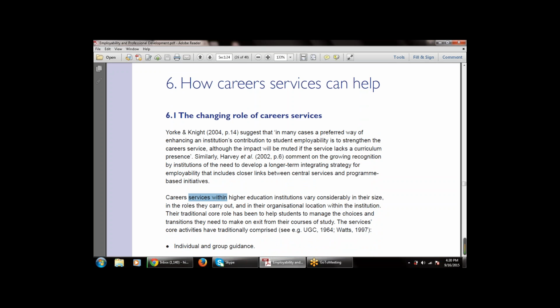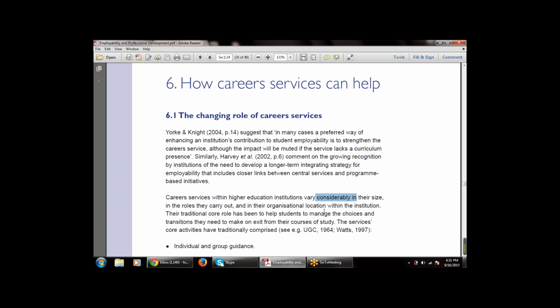Then the career services within higher education institutions vary considerably in their size, in the role they carry out, and in their organizational location within the institution. So they can carry out choices and transitions, such as how to change the course, what the various changes available in the course are, and what the various core activities of the career services are.